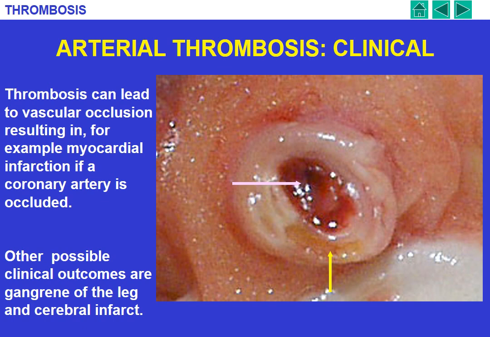Thrombosis can lead to vascular occlusion, resulting in, for example, myocardial infarction if a coronary artery is occluded. The picture here shows a coronary artery cut in cross-section. The lumen of the artery is occupied by thrombus, indicated by the light mauve arrow. You can also see the yellow deposits of fat in an atheromatous plaque, indicated by the yellow arrow. Other possible outcomes of arterial occlusion due to thrombosis are gangrene of the leg or cerebral infarction.